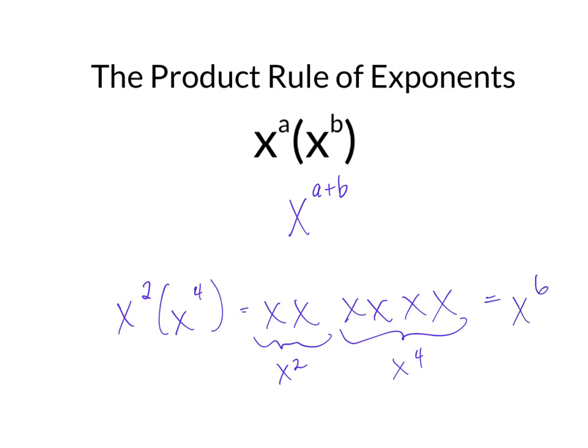Now, most of the time you can expand these out, but if you have something like x to the 100th times x to the 50th, you really don't want to expand that out. You just want to add those exponents to be x to the 150th, which would be very large. So that's the product rule of exponents. Hopefully that helped. And now you can go get some practice with it.